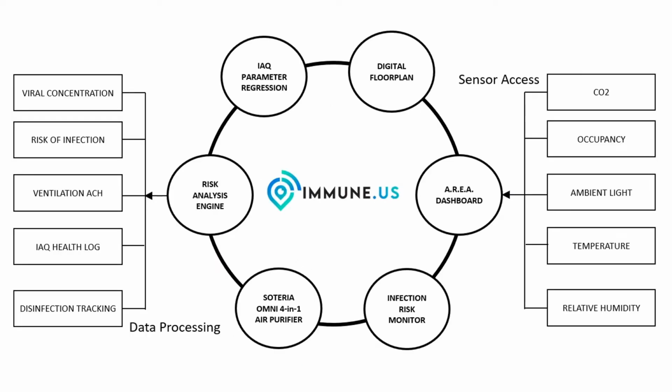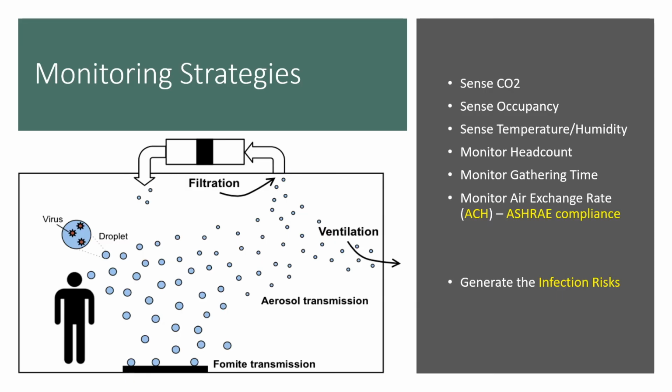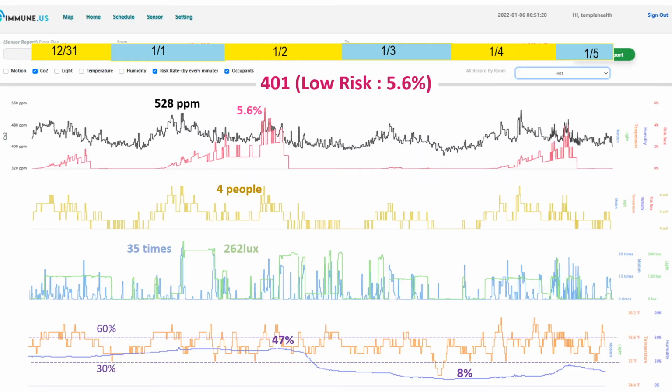So, if we can monitor the carbon dioxide, air exchange rates, and occupancy parameters, it is possible to predict the infection risk of the disease. That is what Immune.us is doing for you. After installing an air risk monitor, it continuously watches crucial parameters and uses its AI system to generate the risk of infection for COVID-19 or other diseases.